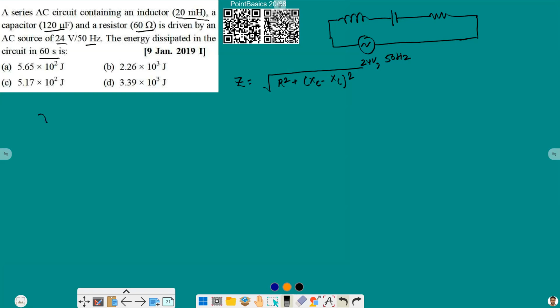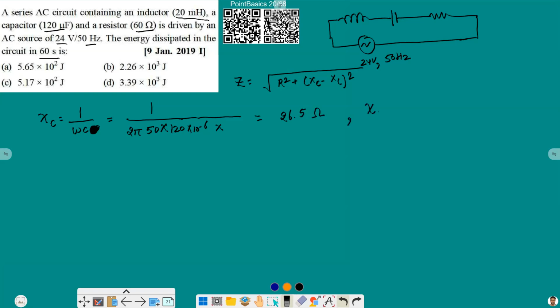So let's calculate XC. XC is given by 1 by omega C. So omega is 2 pi times the frequency, or 2 pi times 50. Capacitance is 120 into 10 raised to power minus 6. Oh sorry, XC is 1 by omega C. There is no R. That is XC by R, or tangent phi. So solving this, we will get something around 26.5 ohm.